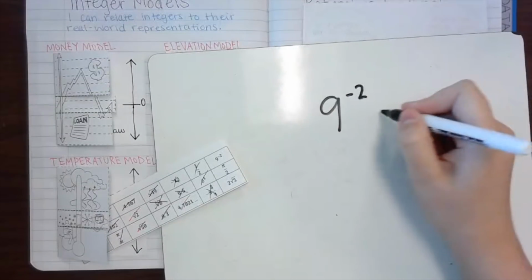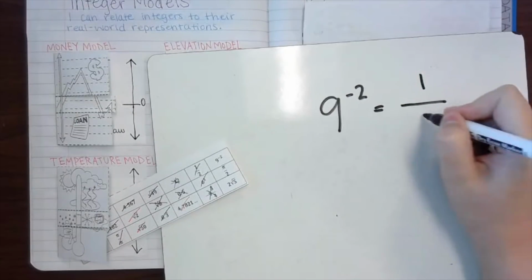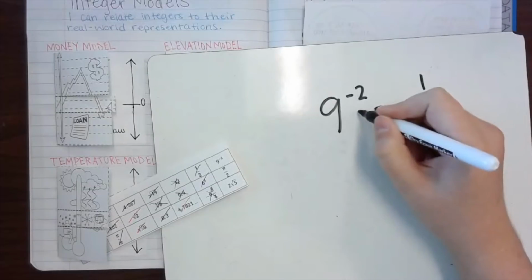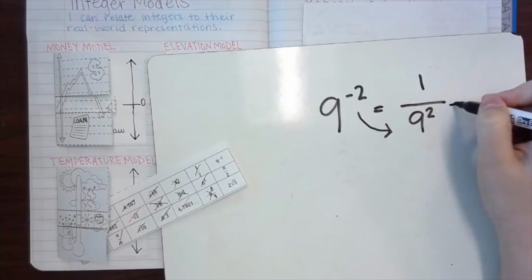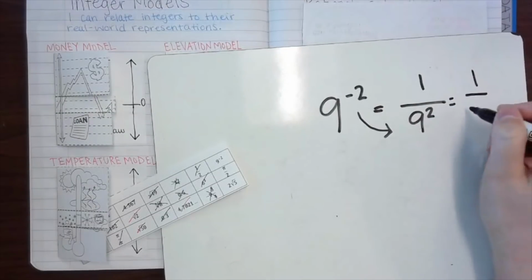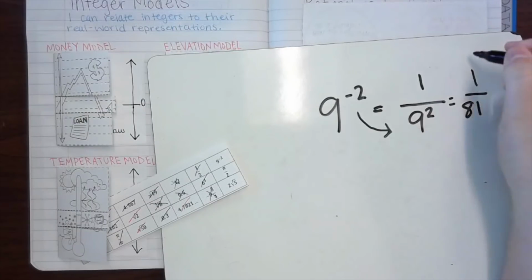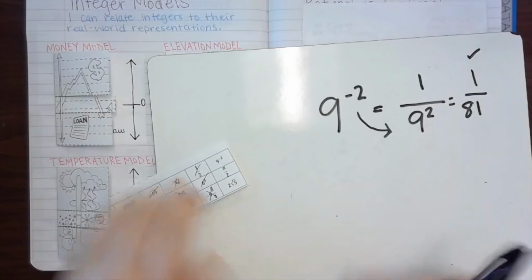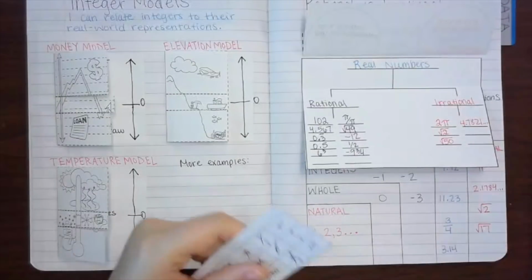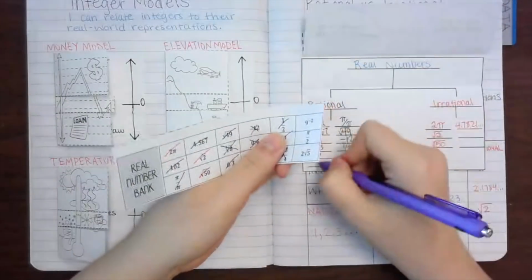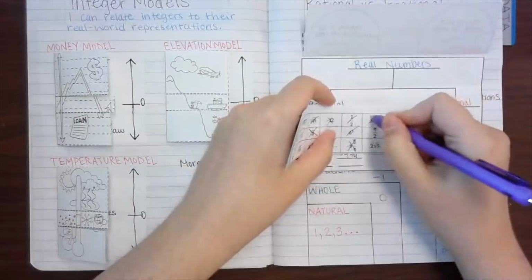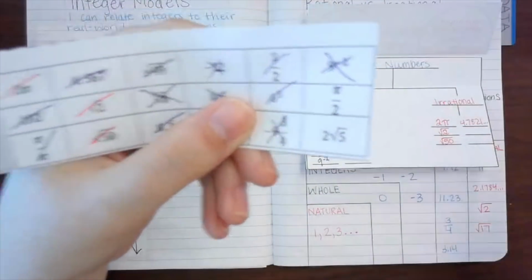9 with a negative 2 exponent. Anytime you have a negative exponent, you just drop the 9 squared into the bottom of a fraction. We put 1 on top. Now the negative is gone. 9 times 9 is 81. It's 1 over 81. That's just a fraction, which is a rational number. Disclaimer, you don't need to memorize or understand negative exponents. That's something you'll learn in Algebra 1.